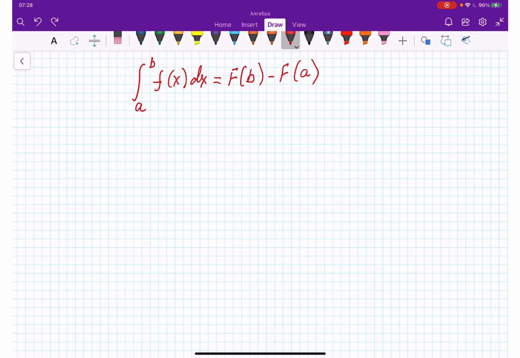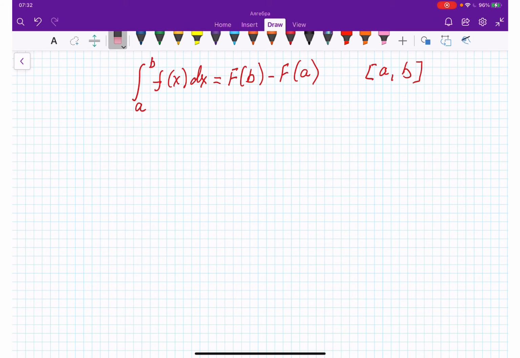Because we are using F of b and F of a, it is clear that the interval a to b is a closed interval. Okay, and the variable x is a variable of the integration.